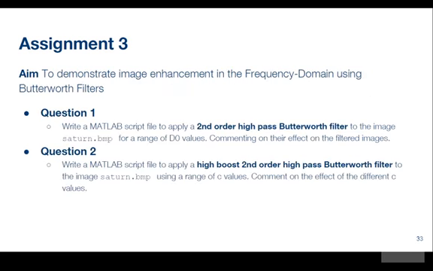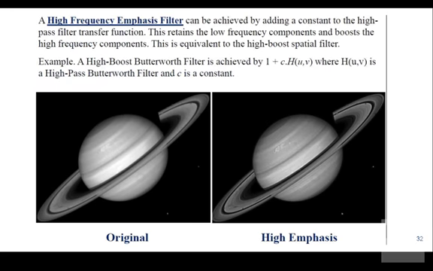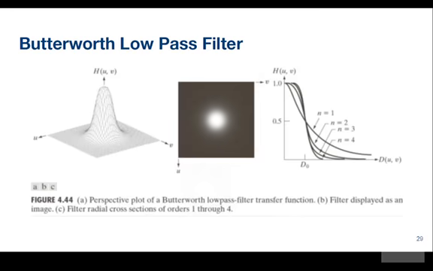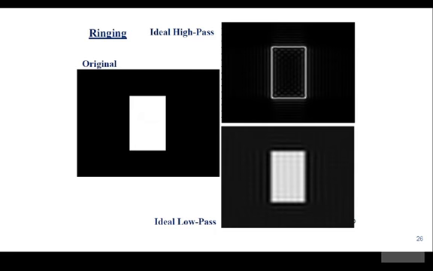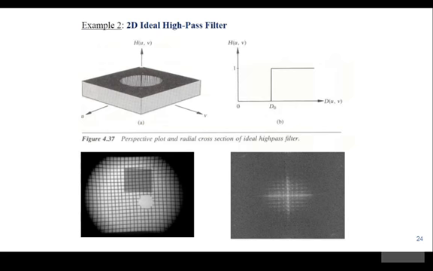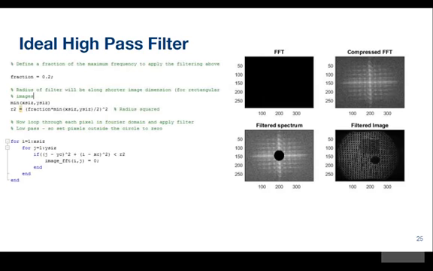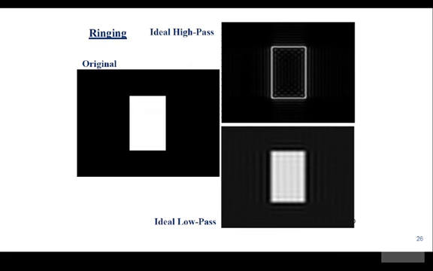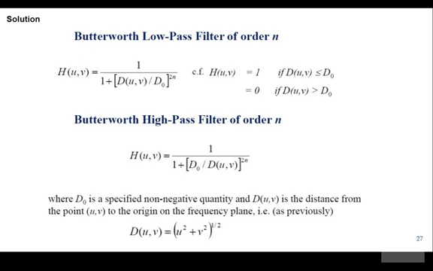So effectively, what you've got to do is, I showed you the ideal high-pass filter. You've just got to modify this, so rather than it being 1 or 0, it's going to be this smooth. You're going to have to look through each pixel and calculate the transfer function according to that expression, which was this one, or the high-pass filter is this one.